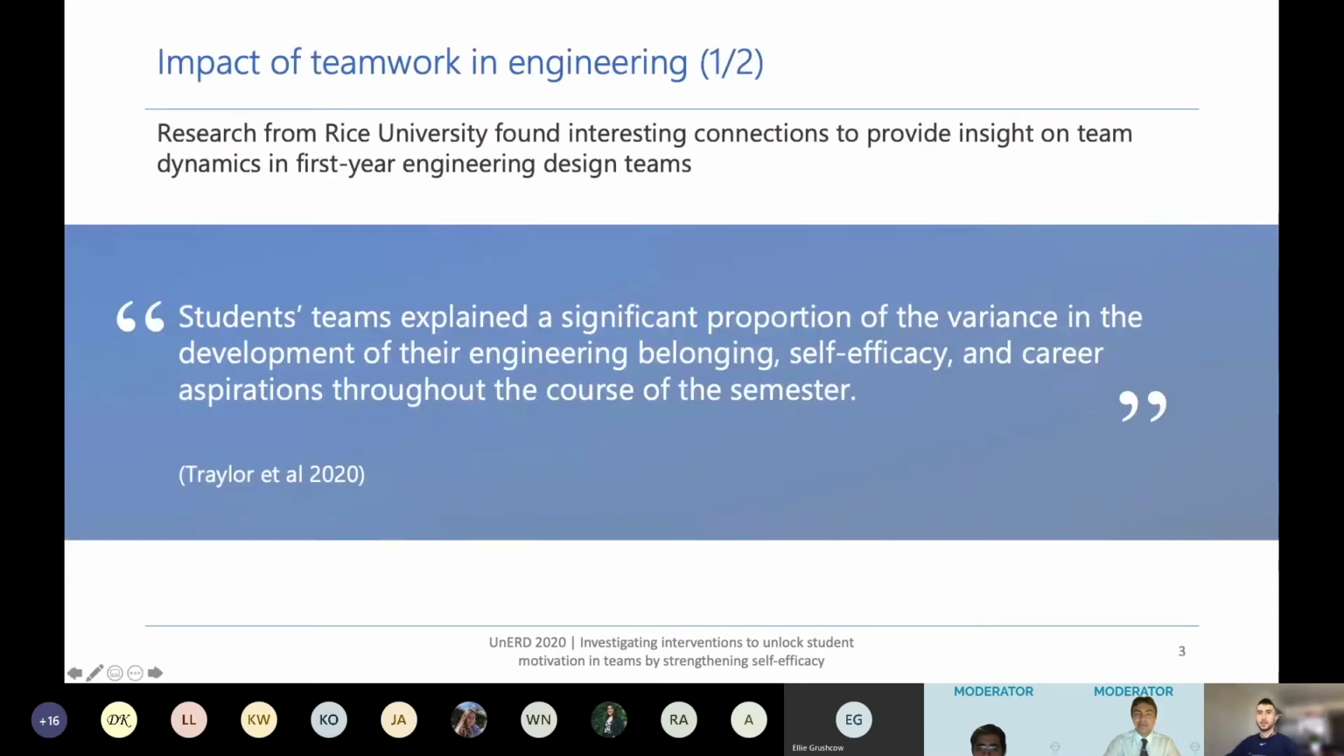To fully understand the impact this research would have, it is important to realize how critical teamwork is to an engineering student's development. Earlier this year, Rice University published their findings on several years' worth of related research on engineering student team dynamics. The impact of the individual level is also discussed, and the quote on screen is representative of this. A main takeaway here is that students' teams explained a significant proportion of the development of their engineering belonging, self-efficacy, and career aspirations.